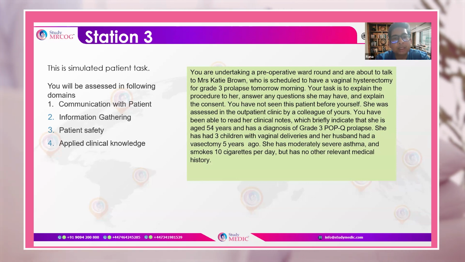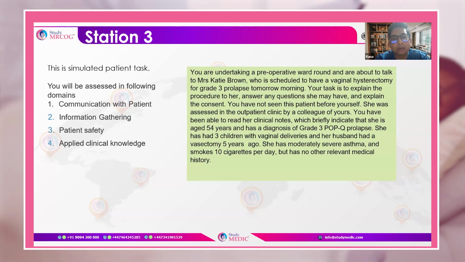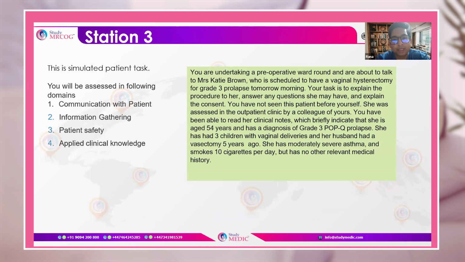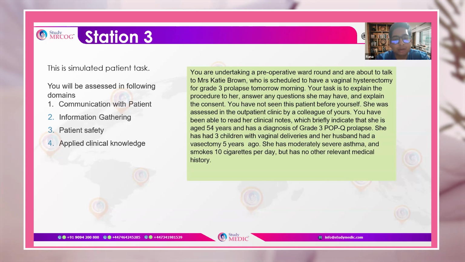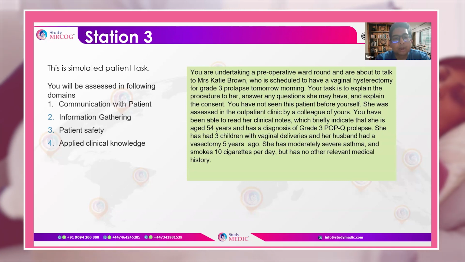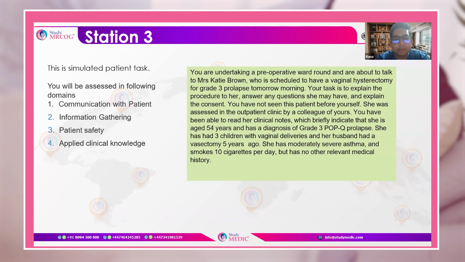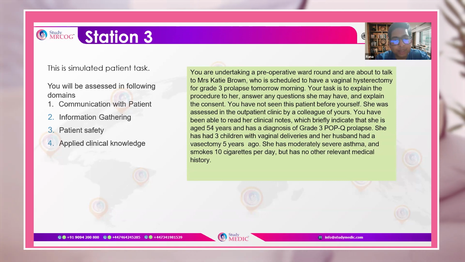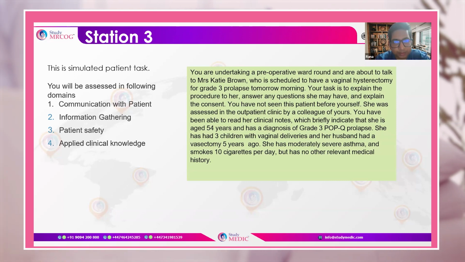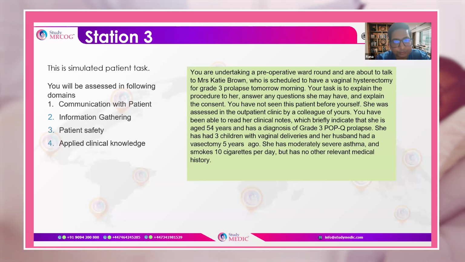You have been able to read her clinical notes, which briefly indicate that she is 54 years old and was diagnosed with grade 3 POPQ prolapse. She has had three children with vaginal deliveries and her husband had a vasectomy 5 years ago. She has moderately severe asthma and a stroke, smokes around 10 cigarettes per day but has no other relevant medical history. So please read all these things very carefully. I will tell you one by one, as per the assessment criteria, how you will be assessed in each of the domains. I will explain that here also.